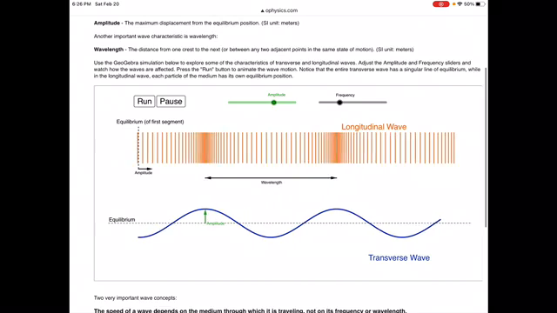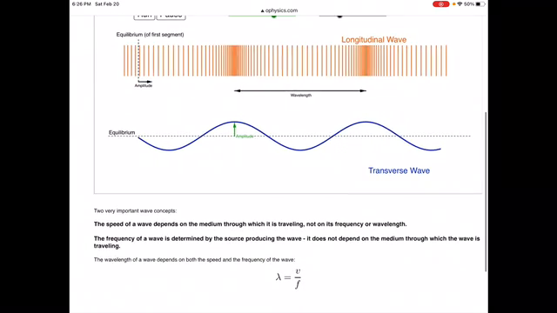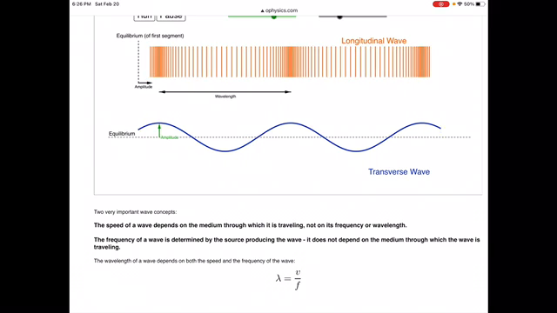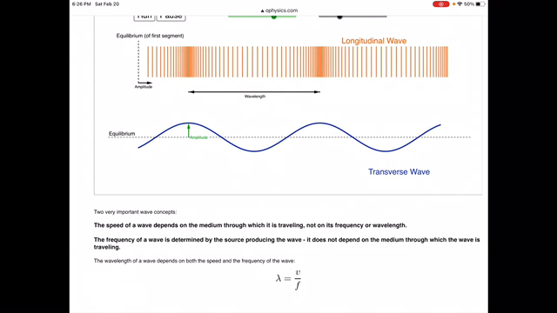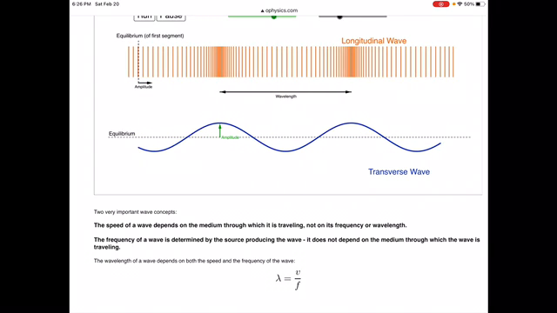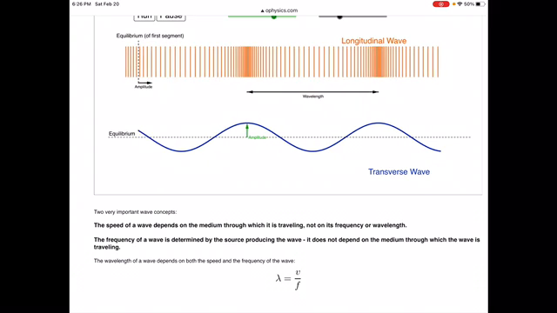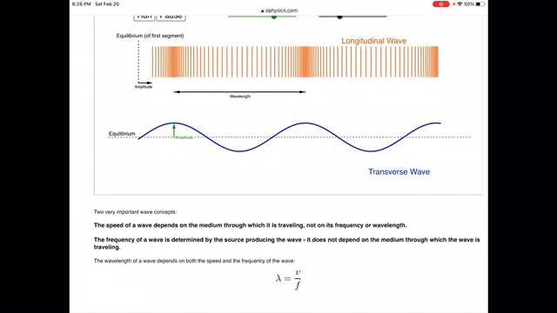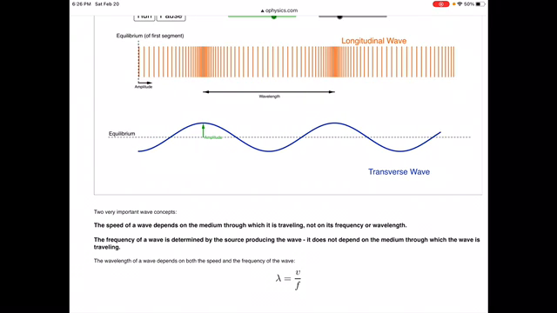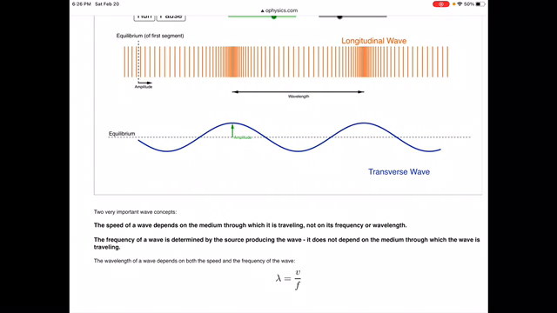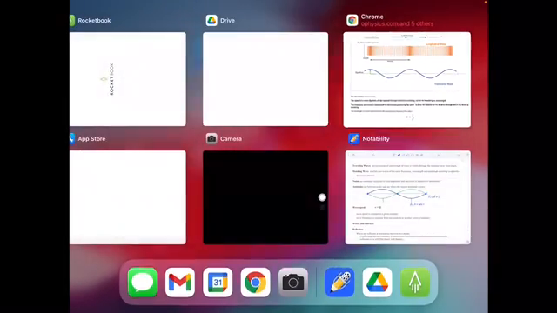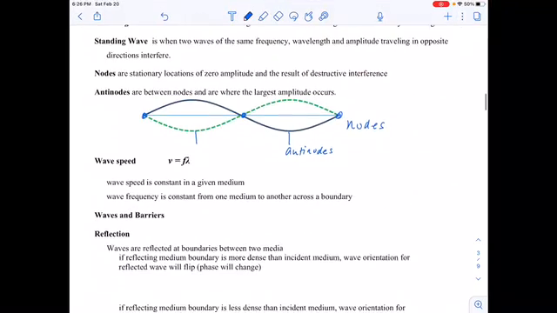So down at the bottom, I can see some important facts that we're going to talk about next. The speed of a wave depends on the medium through which it is traveling, not on its frequency or wavelength. The frequency of a wave is determined by the source. It does not depend on the medium through which the wave is traveling. And finally, the wavelength of a wave is determined by the speed and the frequency, and I have that formula there, but let's go back to our notes.